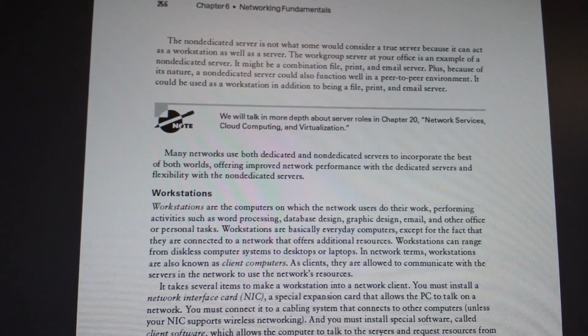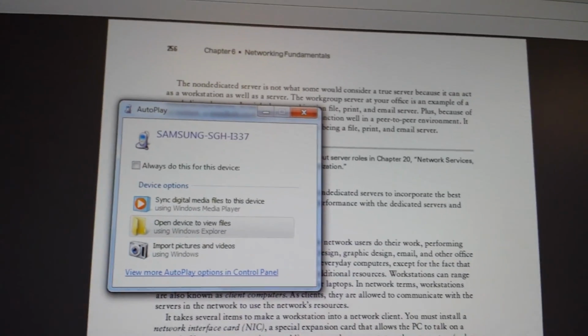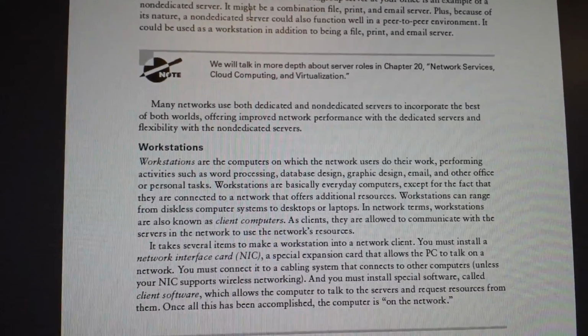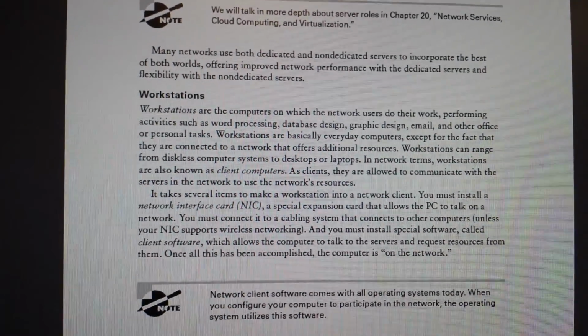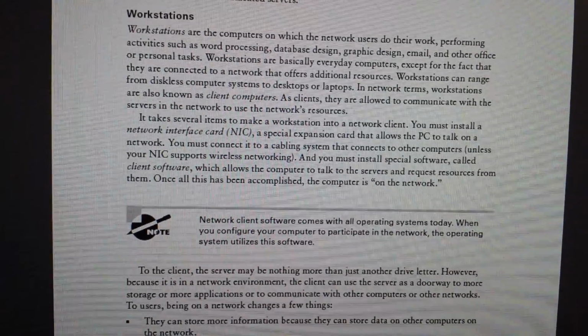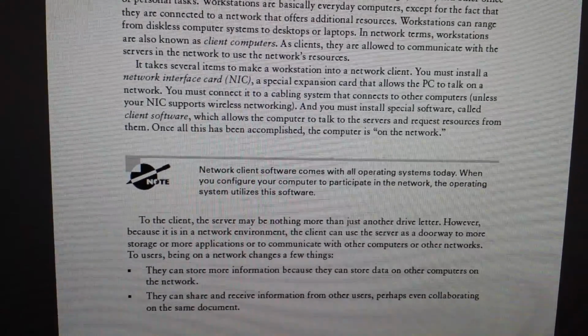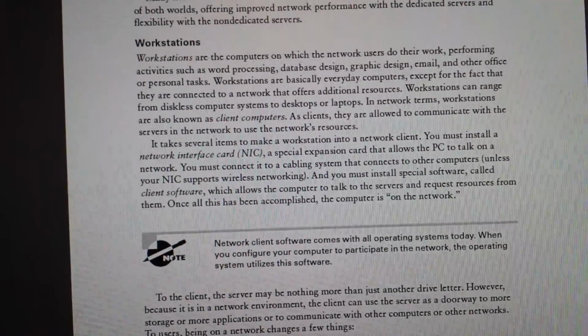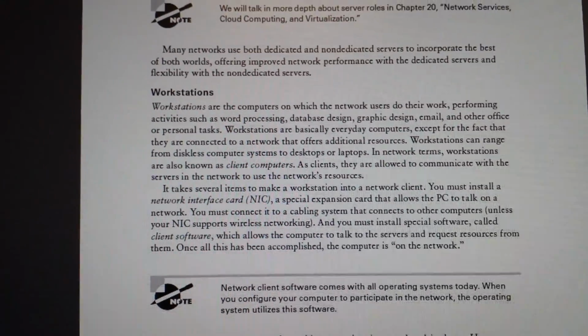It's a workstation. It's where you do your work. It takes several items to make a workstation into a network client. That means a network. That's where we come in. Network interface cards: some are built in, some come without, and we put them in ourselves.